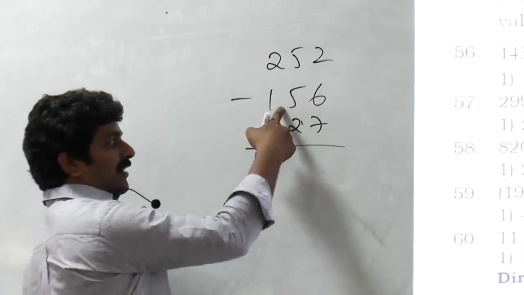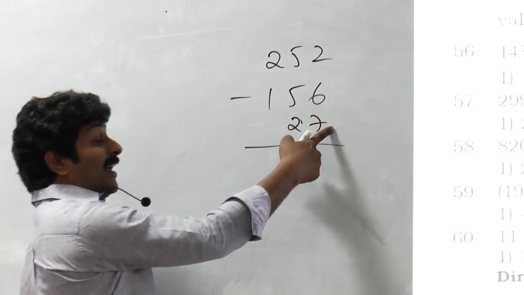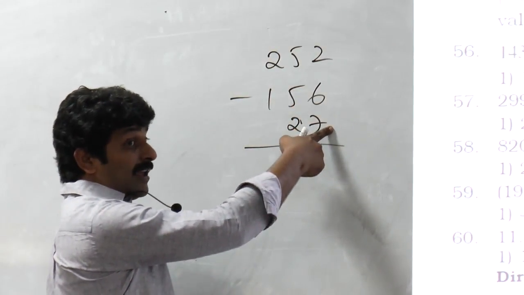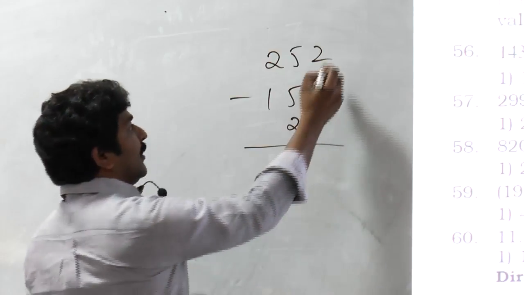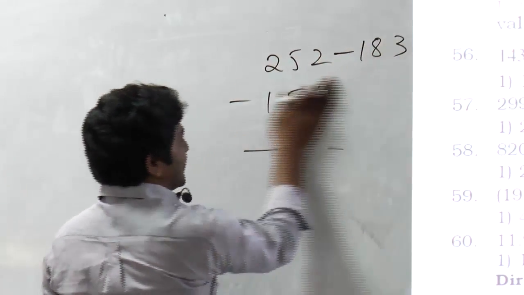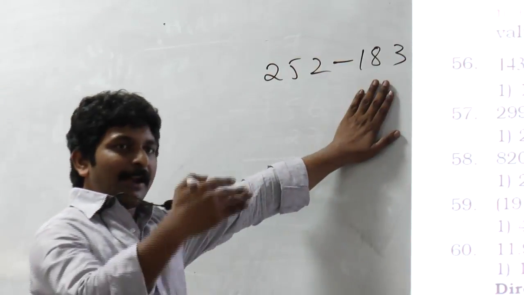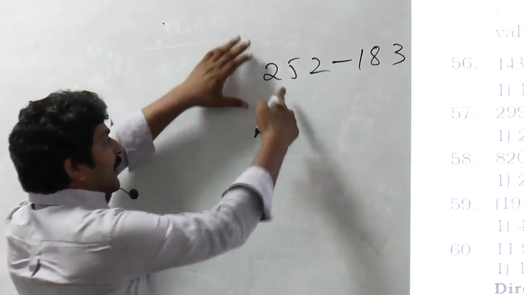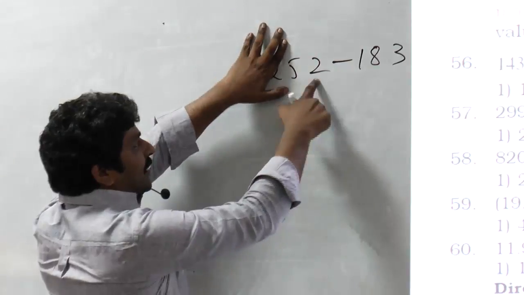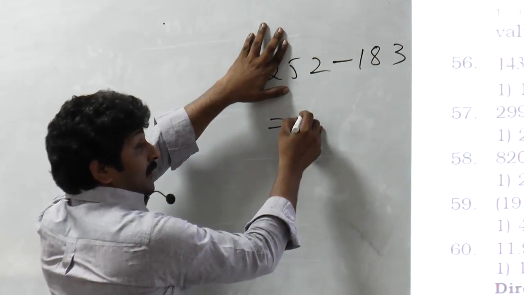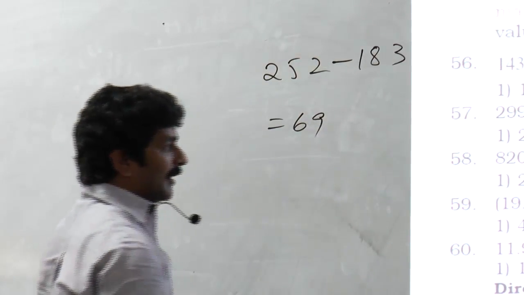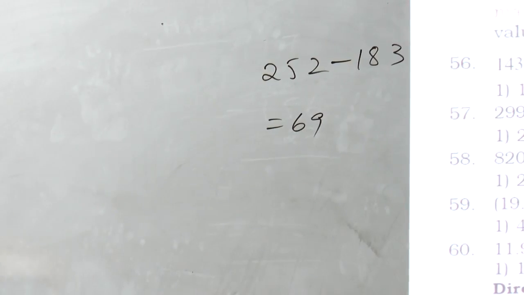156 plus 27. 183. You need to subtract 183 from this. That will give you your answer. Subtract 200, add 17. Subtract 200, 52. Add 17. If you add 17 to this number, 69. Near about 70.